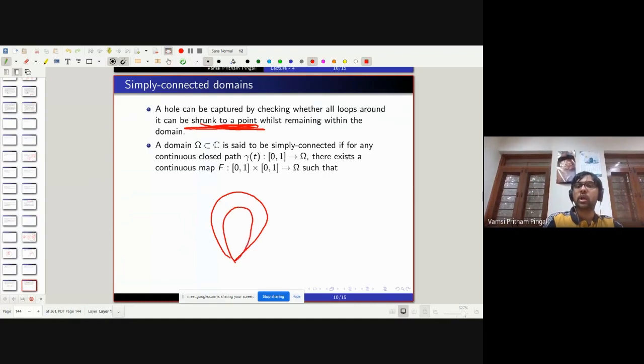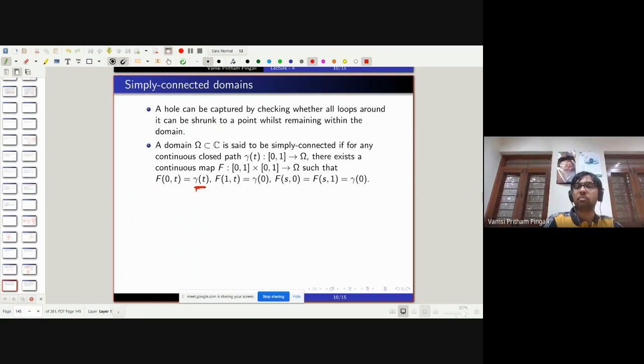That means with time, this should get smaller and smaller, right? So this is at time equals 0, this is at time equals 1, this is at time equals s. So you have a collection of maps, one for each point of time in omega, so that f of 0, t is the original one. At time 0, it's the original map. At time 1, it is simply this fixed point. And at every point of time, the endpoints are always this fixed point. So in other words, these things look like this. A domain is said to be simply connected if this happens.